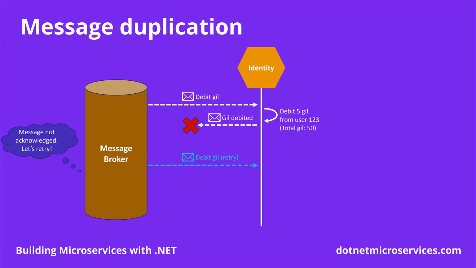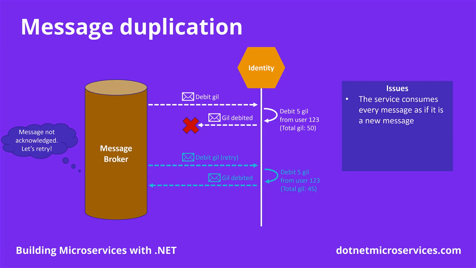The service treats this as if it was a brand new message and proceeds to debit 5 more yield from the user's wallet, leaving him with a new total balance of 45 yield. And this time, the yield debited event is able to reach the message broker. As you can see, the main issue here is that the service consumes every message as if it was a new message, and each time it is received by the service, it results in more yield debited from the user's wallet. Basically, there is no idempotency in how the consumer processes the message, which results in an incorrect yield balance for the user. What can we do about this?